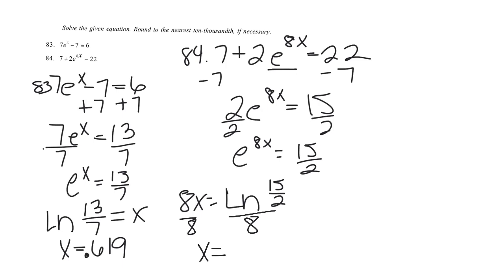Or x equals natural log of 15 divided by 2, which is 2.0149, divided by 8, is 0.251.